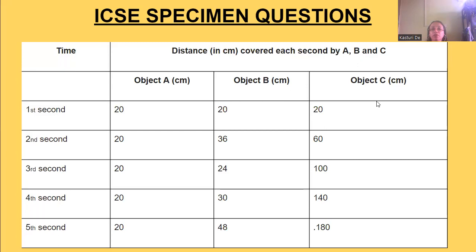So this is the table. For the first second, object A moves 20 centimeters, object B 20 centimeters, object C 20 centimeters. Second second, object A again 20 centimeters, B 36, C 60 centimeters. Third second, object A moves 20 centimeters again, B moves 24, C moves 100 centimeters. Fourth second, A moves 20, B moves 30, C moves 140. Fifth second, A moves 20, B moves 48, and C moves 180.